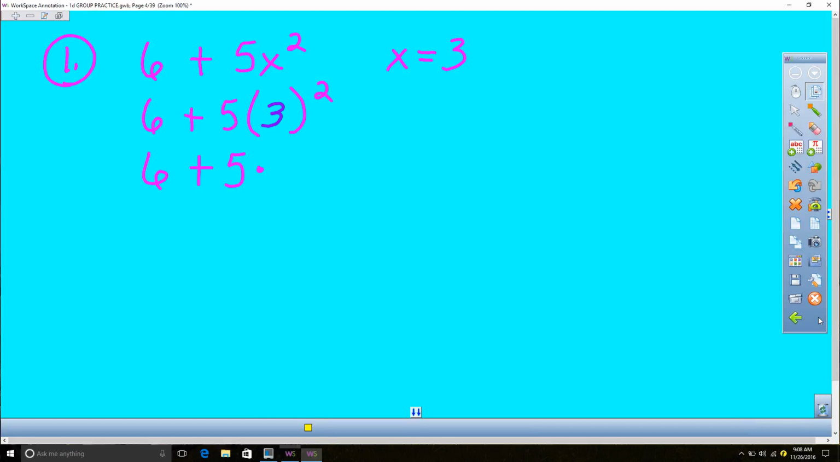So I'm going to bring down everything I'm not using. 3 to the second power is 3 squared, or 3 times 3, which is 9. Then I'll multiply, and last of all, add.